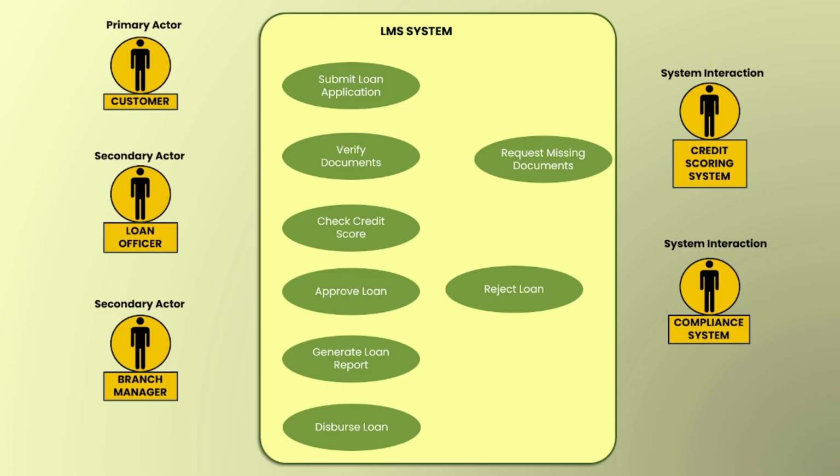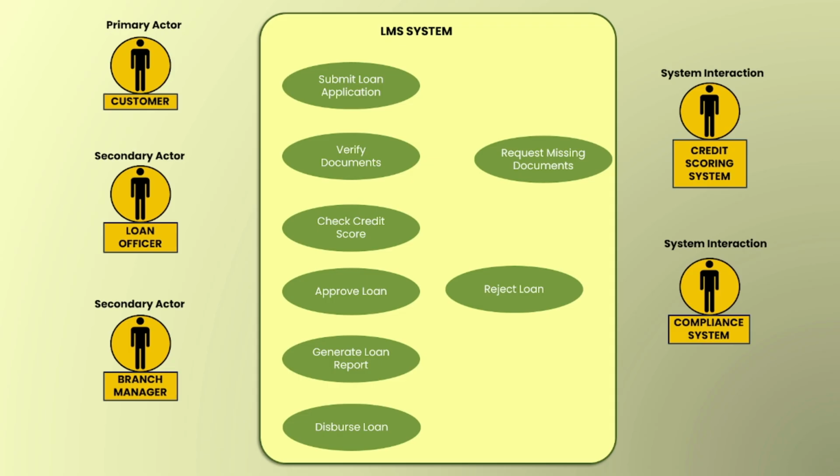Then secondary actors, like loan officers who oversee the application documents and the credit evaluation, something like that. Then the branch manager, he's also involved in high value or complex loans, and he also has decision ability. So branch manager is also considered a secondary actor. Now we will move to the system interaction. See, credit scoring system is a completely different software. It is a completely different system.